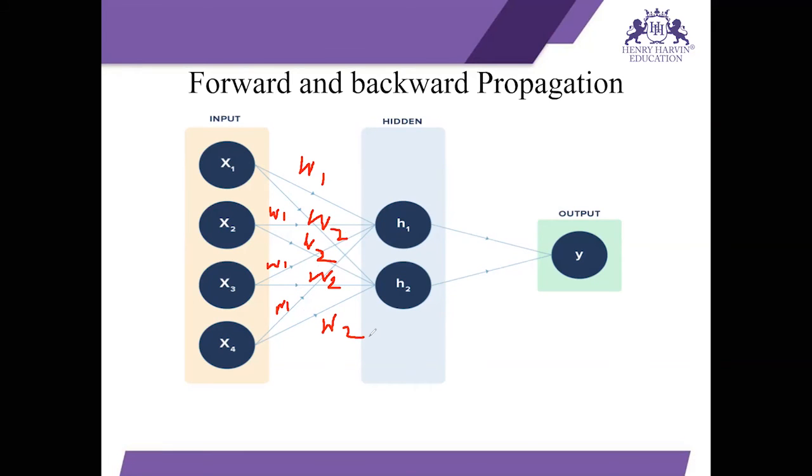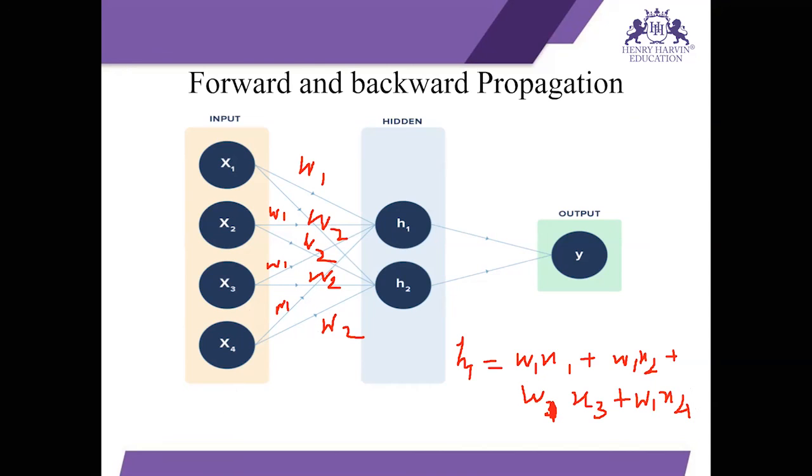Now if I try to find out the relation, what can I write? H1 is equal to W1x1 plus W1x2 plus W1x3 plus W1x4. Let me show you how this part is working. I'm writing for H1, right? So if you see again, W1x2 is also fed to hidden node 1, right? So W1x3, W1x4.